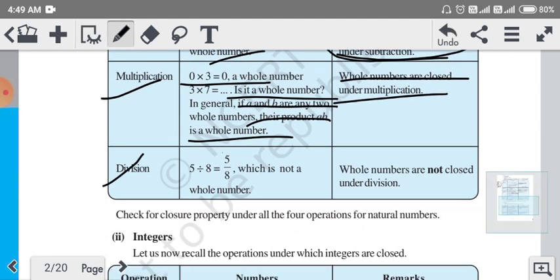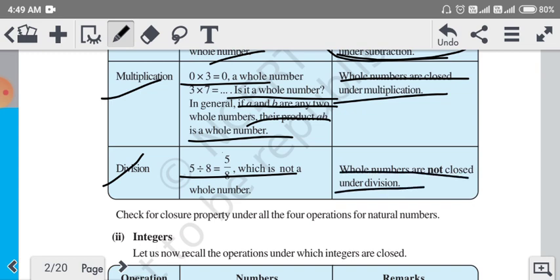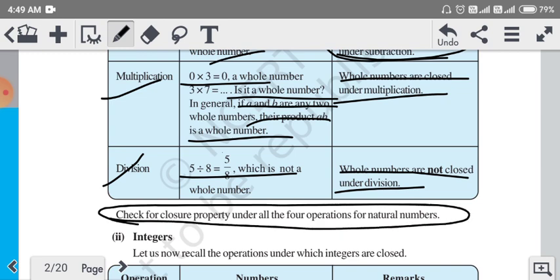Next करते division, that is 5 divided by 8 is equal to 5 by 8, which is not a whole number. So whole numbers are not closed under division. So कहते, check for closure property under all the operations for natural numbers.